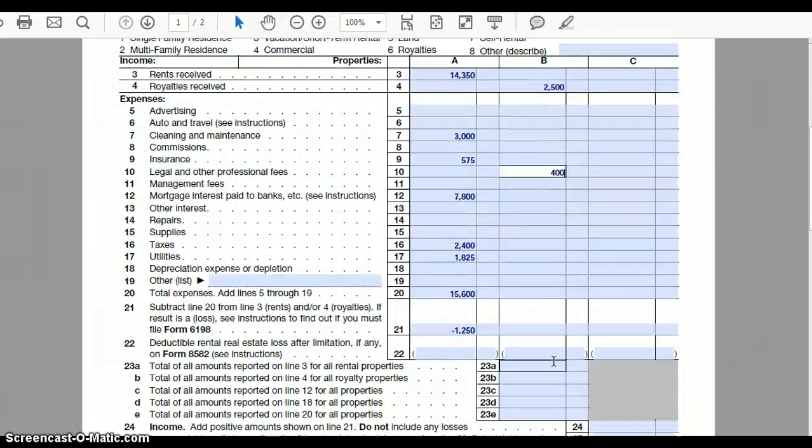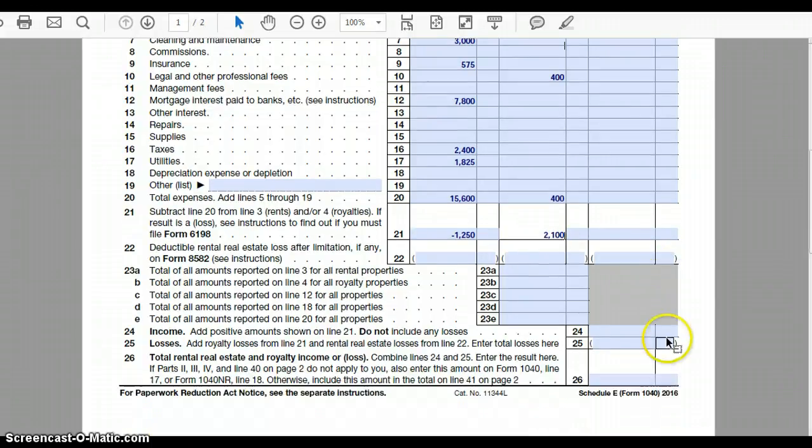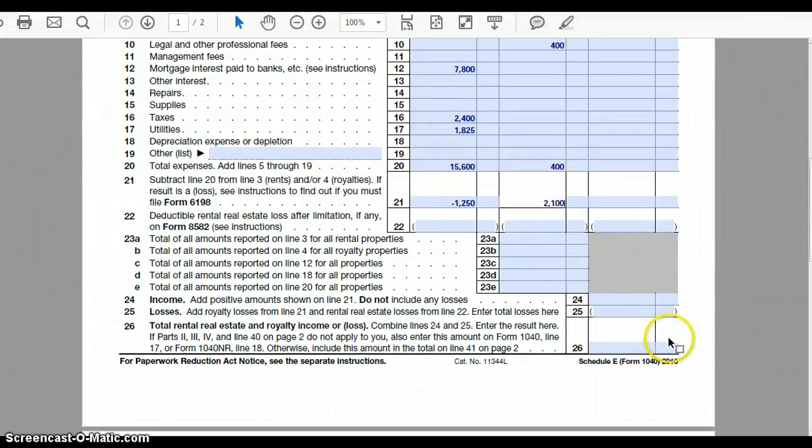So I'm going to scroll down. Let's see, that was too far. Here we go. Total expenses, $400. We subtract line 20 from line 4, and we get $2,100. And at that point, we actually need to stop because we don't know how much we can put in here. We don't have a loss in 22. So once we know how much loss we have here, we can then continue with the form.